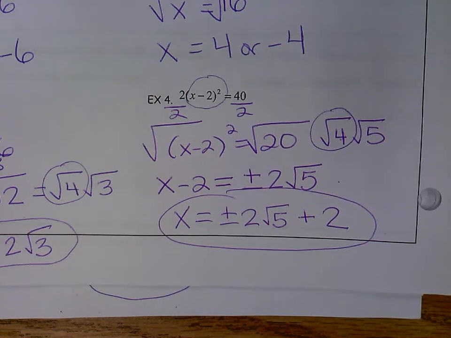If you had to type it into your calculator to get a decimal, you would do 2 square root of 5 plus 2 and negative 2 square root of 5 still plus 2. So the plus 2 gets added to both of them. So that's the strategy. Get x squared by itself and take the square root of both sides. So we're going to try a couple practice of those. And that's the strategy that's on your homework tonight.